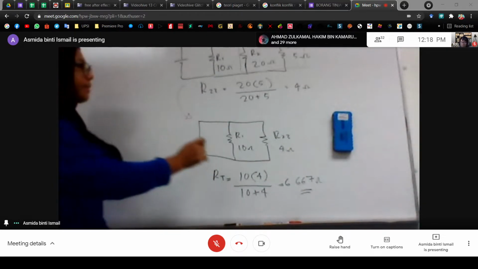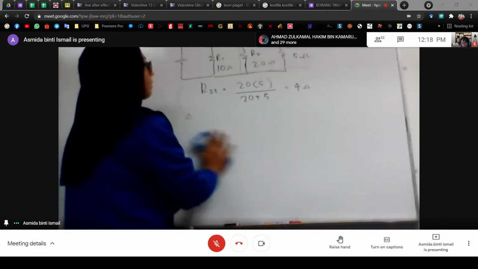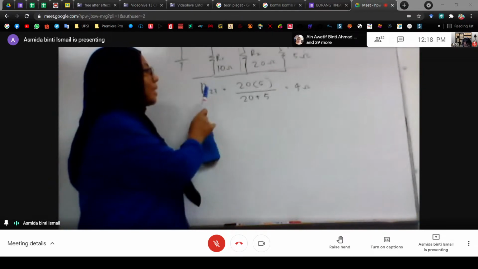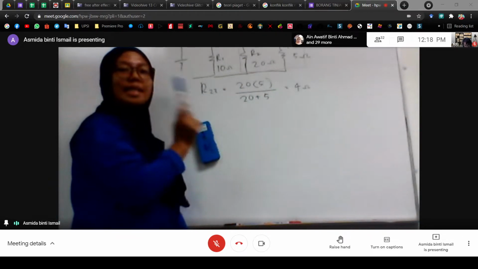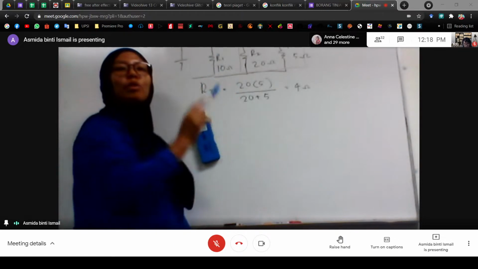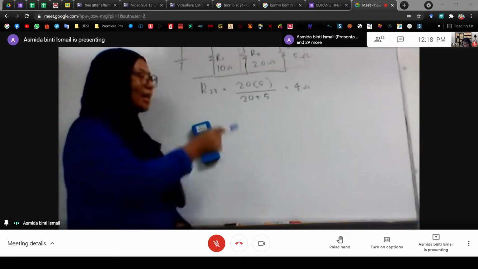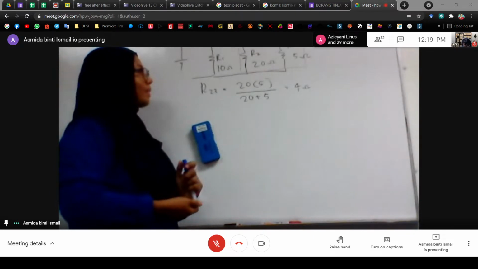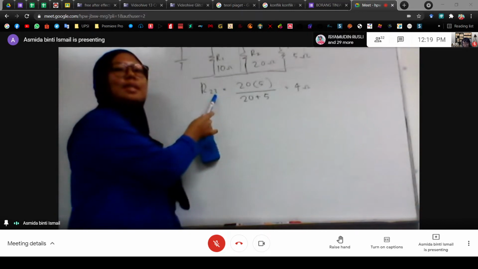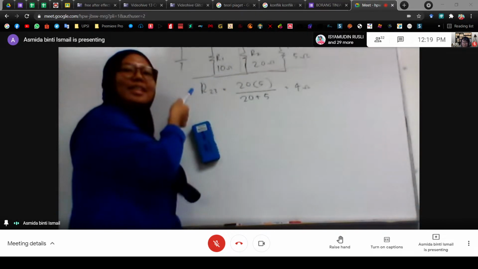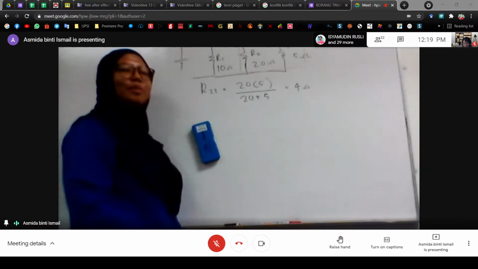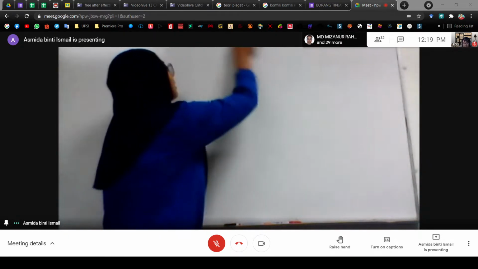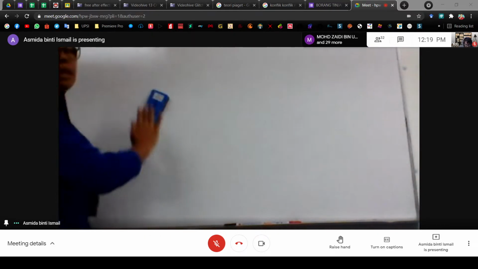Actually, later you will feel more comfortable using this formula than 1 over R1, 1 over R2, which you find difficult. Right now you feel it is difficult. But after this, you can feel that this formula is easier than the previous one. And we will always use this formula.